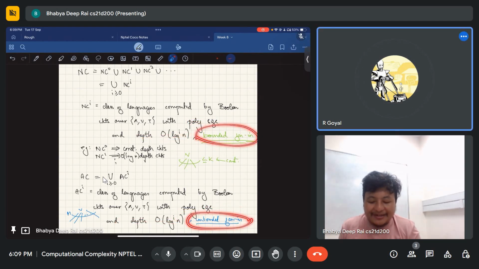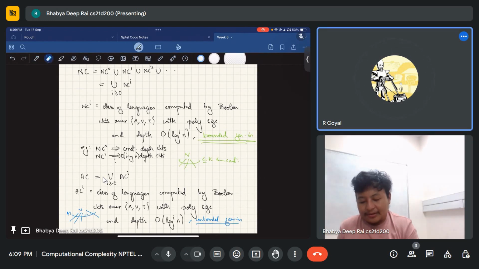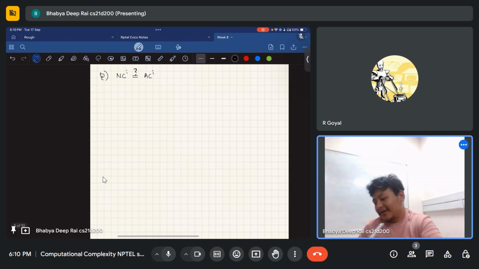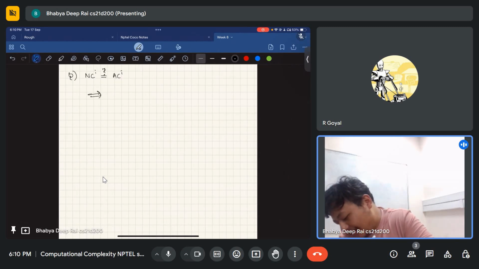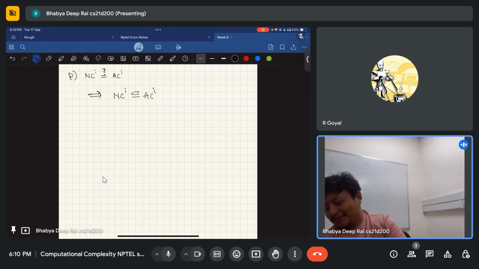One is bounded fan-in, the other is unbounded fan-in. Clearly the ACI is the more powerful one compared to the NCI. So this should mean that NCI is contained in ACI. That is the first thing we notice.